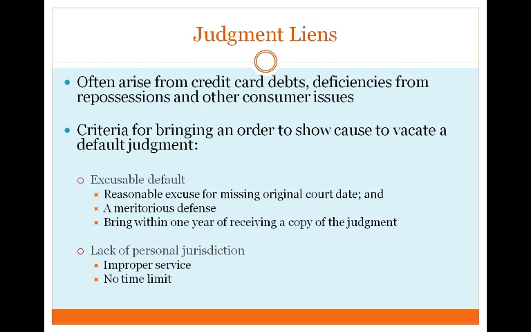The other option that you have is generally lack of personal jurisdiction. So these are the cases where there may be improper service. Again, having access to the public records can be really helpful because you may be able to see any affidavits of service that have been filed and take a look to see whether there are any major deficiencies with that. And there's no time limit to bring an order to show cause to vacate a default judgment for the lack of personal jurisdiction option. So it's a really good idea to look at this.